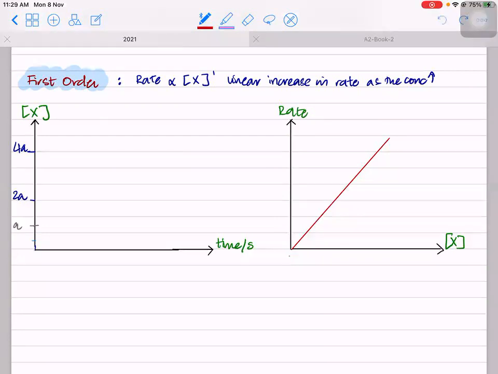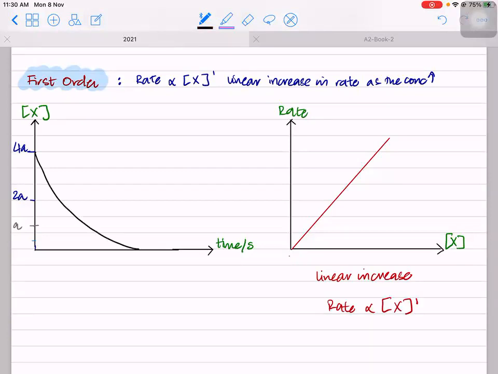So if there is a linear increase, that means the rate is first order with respect to that reactant. They are increasing or related linearly. Clear? Now let's see the concentration time graph for first order. The concentration time graph for first order looks like this.